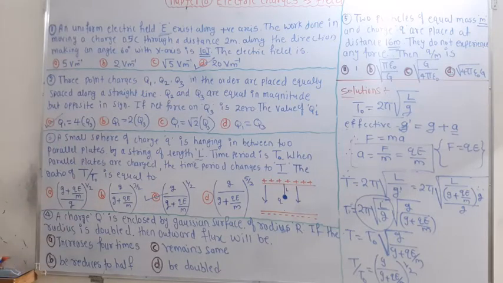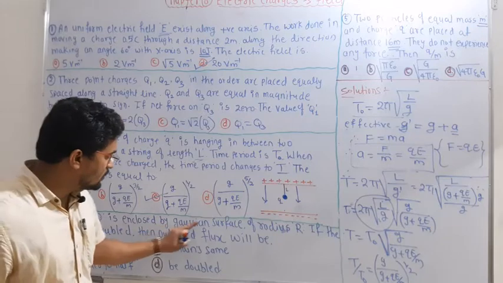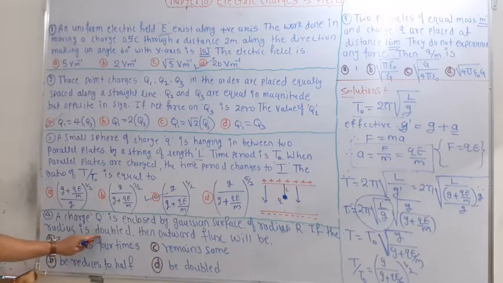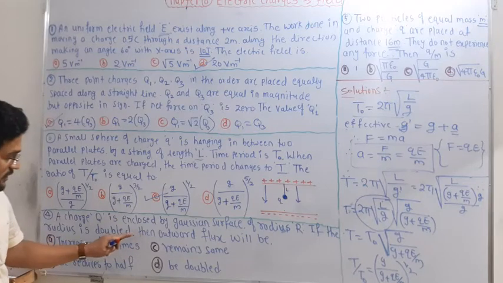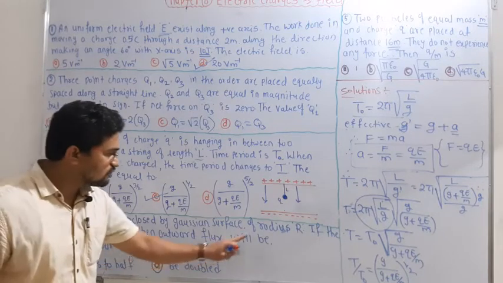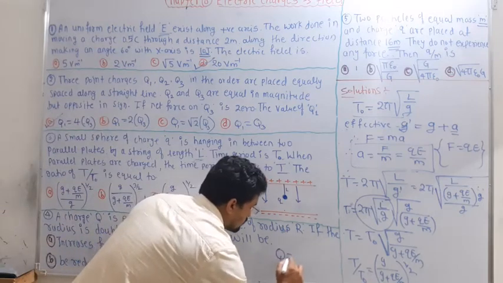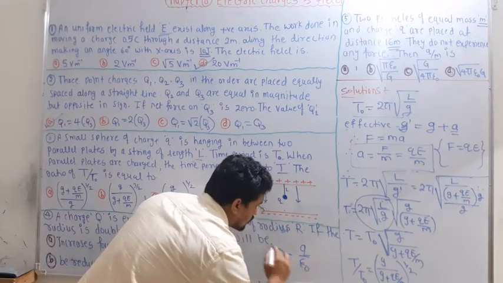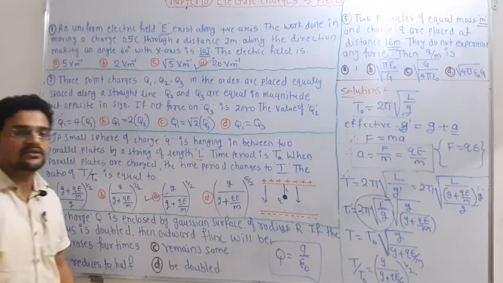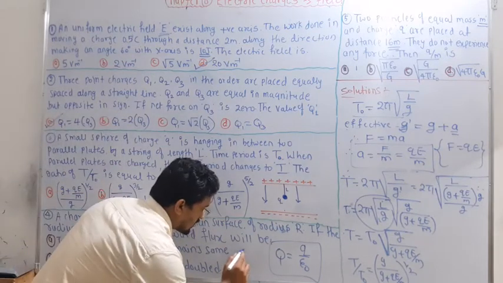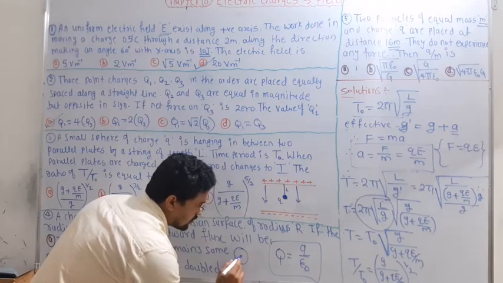Next, a charge q is enclosed by a Gaussian surface of radius r. If the radius of the Gaussian surface is doubled, then what will the outward flux be? We know flux is given by q divided by epsilon naught. It does not depend on whether you increase the radius of the Gaussian surface. Suppose this charge is enclosed by this Gaussian surface, the electric flux is this much.